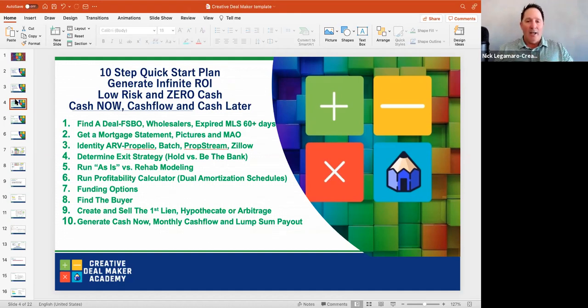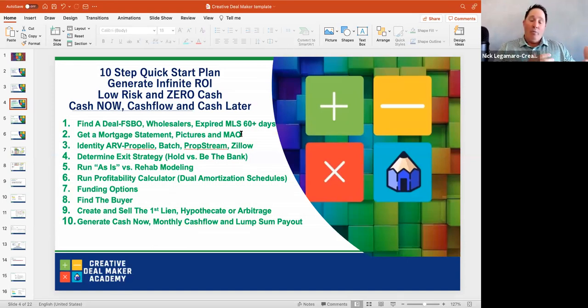So on these 10 steps, we already sort of talked about how we're going to find the deal. If it's going to be a subject-to deal, then we will need a mortgage statement. And we want to always have pictures, and you need to know what the maximum allowable offer would be to do that transaction. Then you want to identify the ARV, or the after repair value, and we can use services like Propelio, PropStream, Zillow to calculate that. There again, that's strictly up to you to determine what works best in your areas.